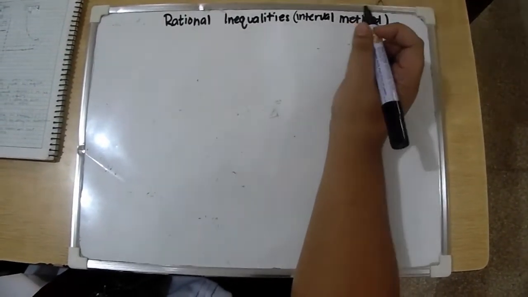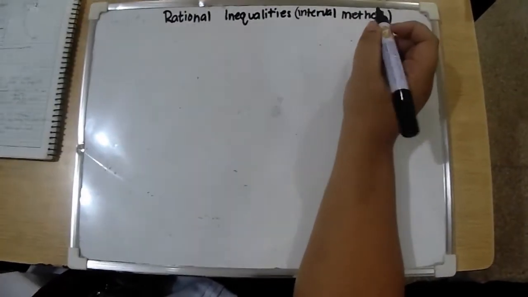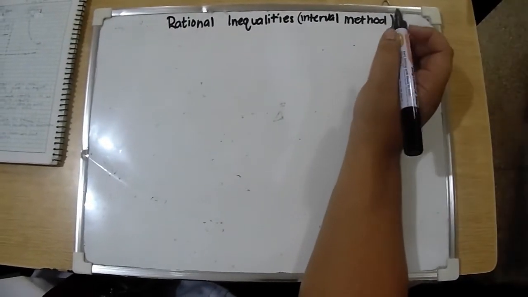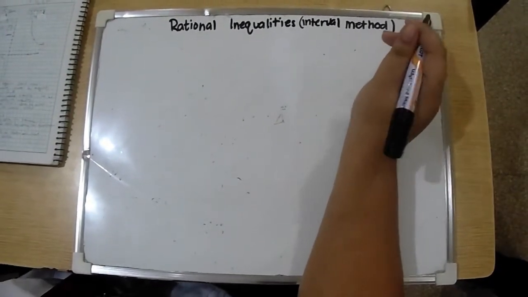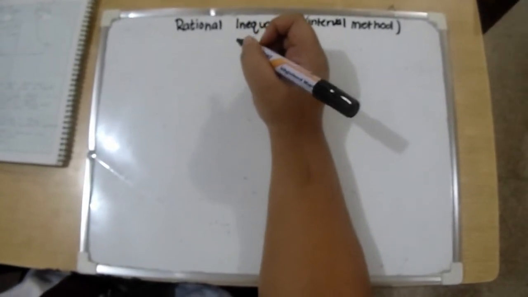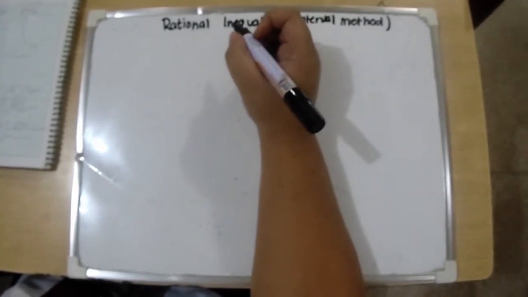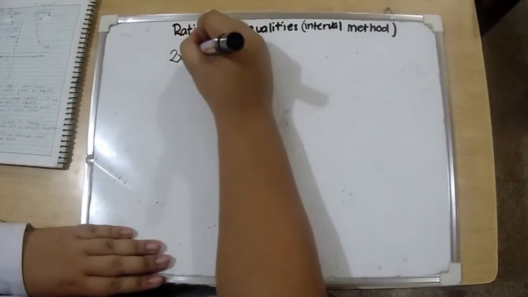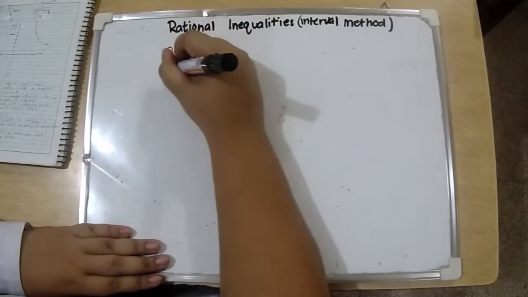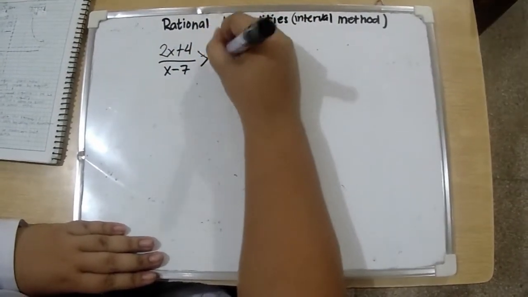There are 3 steps in solving rational inequalities. First, set the inequality to 0. Find the x-intercept by setting the numerator to 0. Determine the undefined values by setting the denominator to 0. And last, mark the critical values on a number line. Check the intervals for the final solution. So for example, we have 2x plus 4 over x minus 7 is greater than 0.